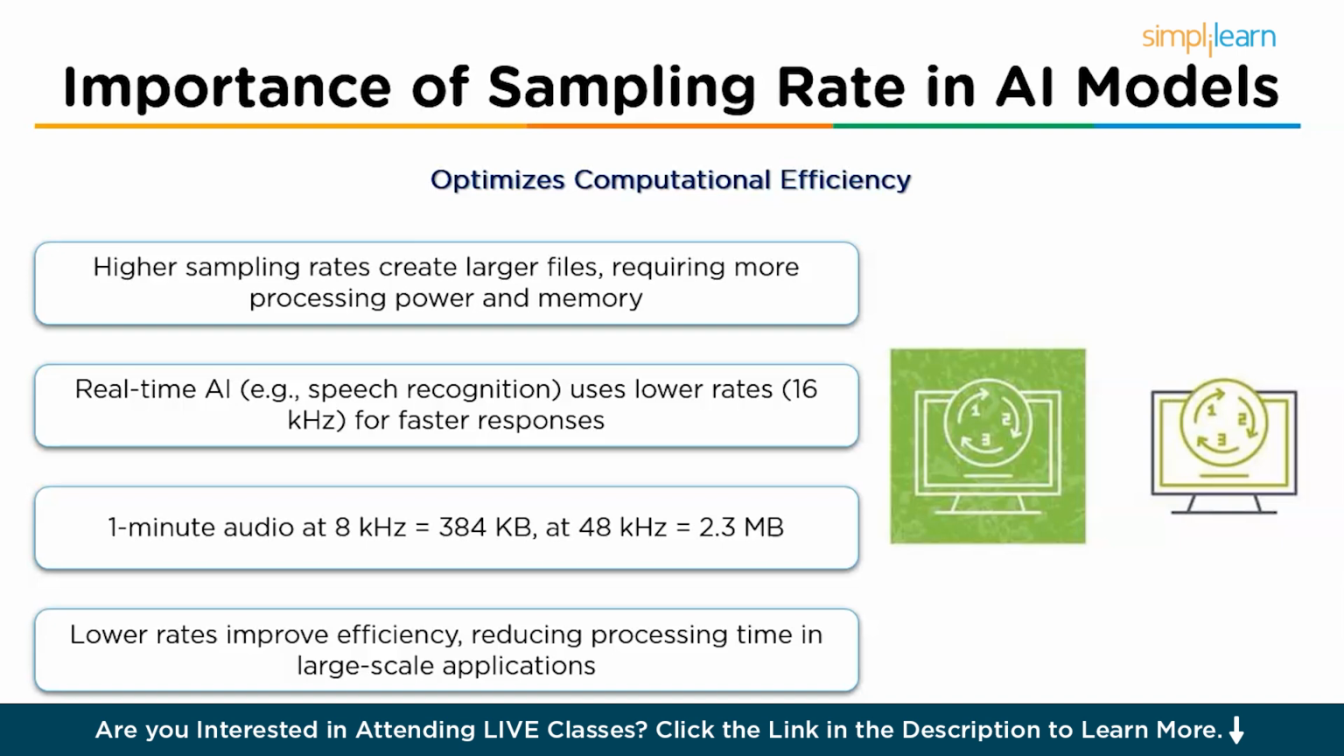Finally, optimizing computation efficiency. Higher sampling rates generate larger audio files, which require more processing power and memory. AI models handling real-time speech recognition or classification need to process data fast, so they use lower sampling rates to ensure quick response time. For example, a 1-minute audio clip at 8 kilohertz is 384 KB, and a 1-minute audio clip at 48 kilohertz is 2.3 MB. For large-scale AI applications, for example transcribing a 2-hour meeting, using higher sampling rates would be computationally expensive. So lower sampling rates reduce processing time, making AI systems more efficient in real-world applications.